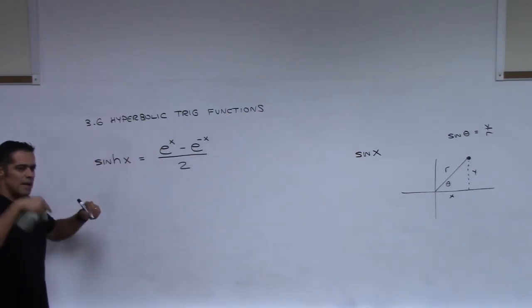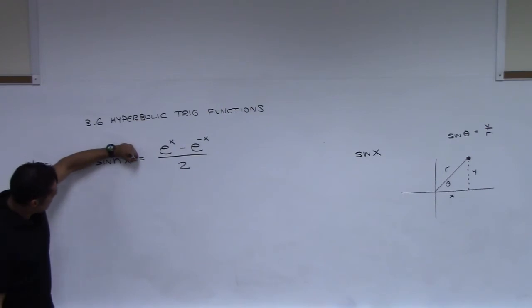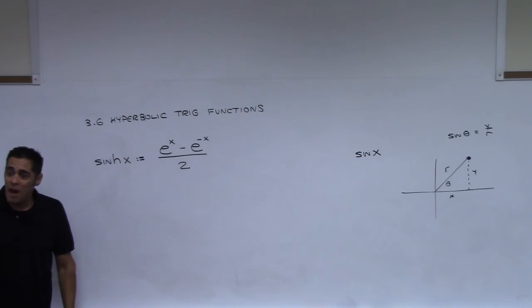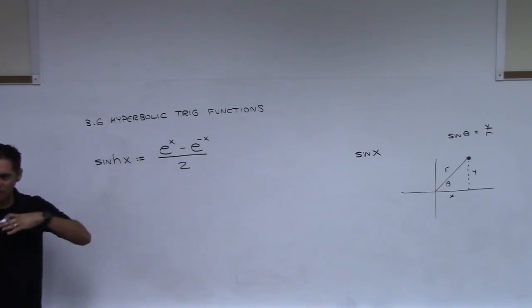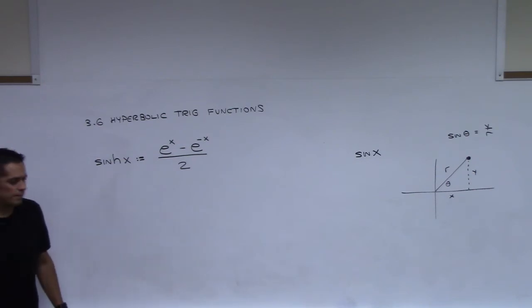Now, whenever we define a function, you may see this later down the road. If you put a colon in front of the equal sign, that means we are defining sine hyperbolic to be this. That is our definition of that trig function. All right?